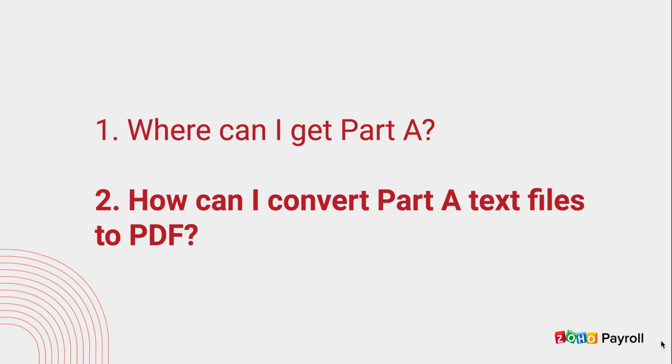How can I convert Part A text files to PDF? Traces portal offers Form 16 PDF Converter utility tool, which helps download the Part A files in the PDF file format directly. For this, you need to download the latest version of the application from the Traces portal and run it on your OS. The procedure to do this is also given in the link attached in the description below.